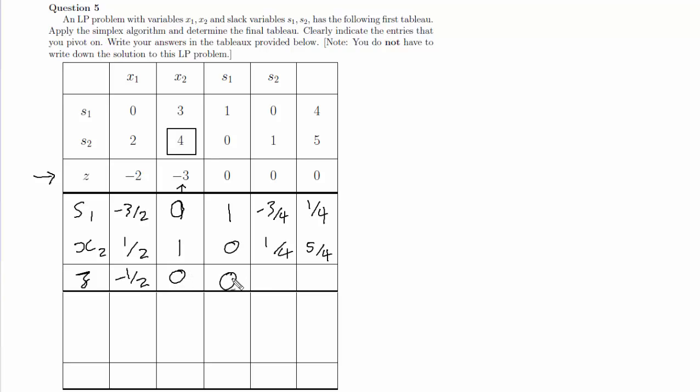0 plus 3 times 0 is just 0. 0 plus 3/4 is 3/4. And 0 plus 15 on 4 is 15 on 4. And that's our second tableau done. Now we repeat the process.